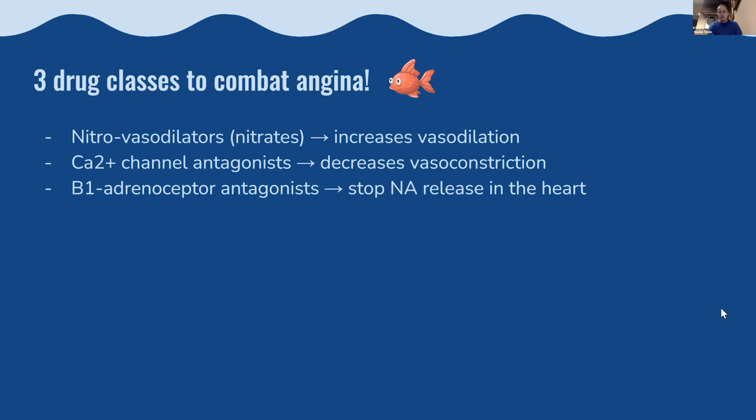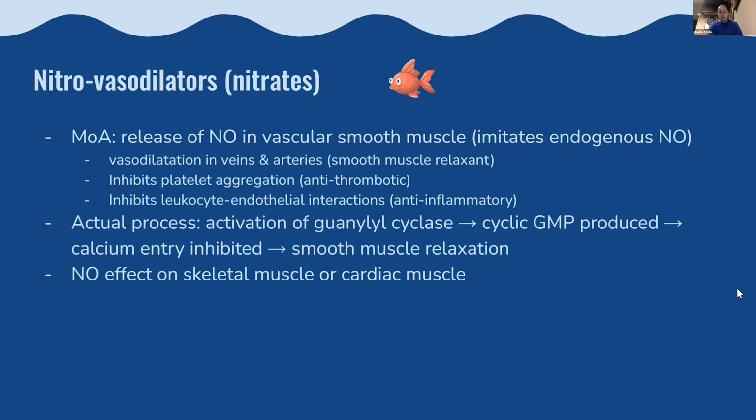So I'll start with nitrates. Nitrates pretty much release nitric oxide in vascular smooth muscle, and this imitates the nitric oxide that is already in the heart. This causes vasodilation in the veins and the arteries, so it's a relaxant of smooth muscle, and it inhibits the aggregation of platelets, so it also stops the formation of thrombi, and it also inhibits leukocyte endothelial interactions. So it's also anti-inflammatory. Nitrates actually have a lot of good properties. They relax muscles, they prevent the formation of thrombi, and they prevent excess inflammation.